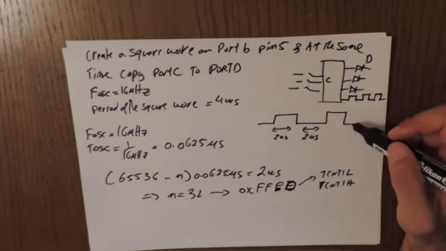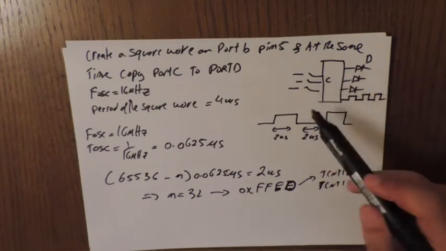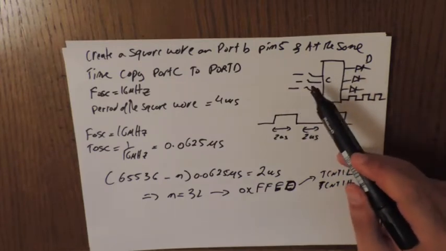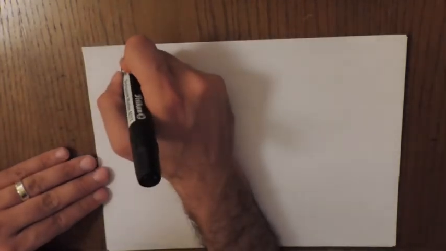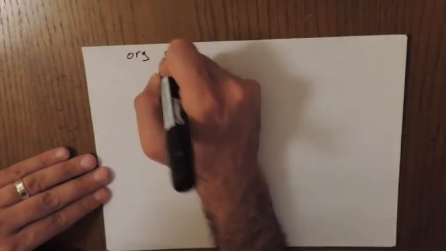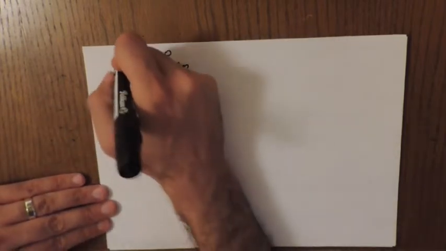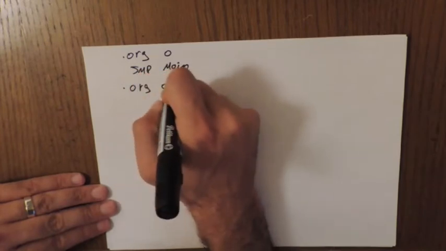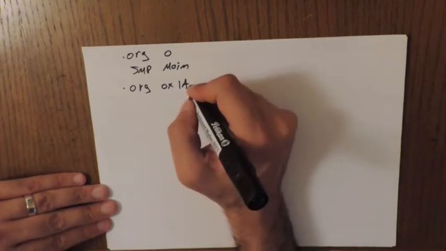So I need a square wave. I did the calculation for the square wave. I need timer 1 to generate this. At the same time, I want port C and port D being copied as the square wave is generating. So first, a typical way of starting a program with interrupts is .org 0, jump to main. Then of course I have .org 0x1A. Remember, this is the one for timer 1.